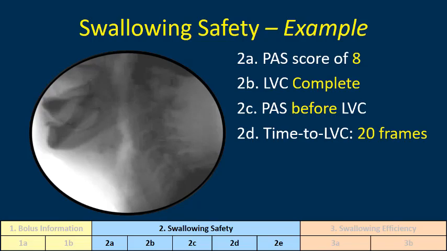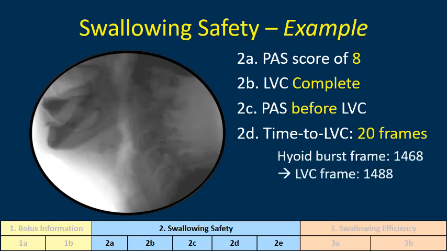In this case, the time to LVC was 20 frames. The hyoid burst frame occurred at frame 1468, with the laryngeal vestibule closure occurring at frame 1488. The difference between the 2 measures was 20 frames. 2E, or pass evolution, which we will discuss in our next case example, would be marked as not applicable because in this example, the patient swallowed the bolus in 1 swallow attempt.